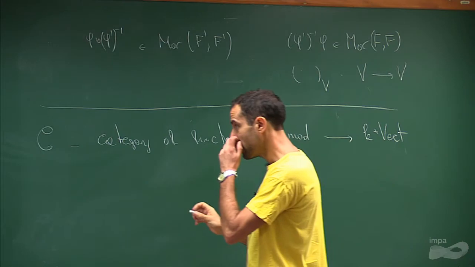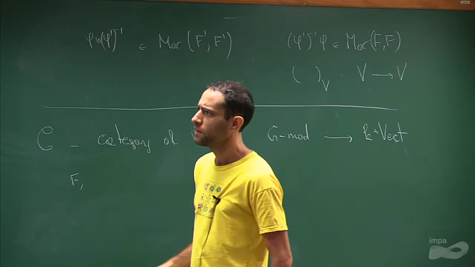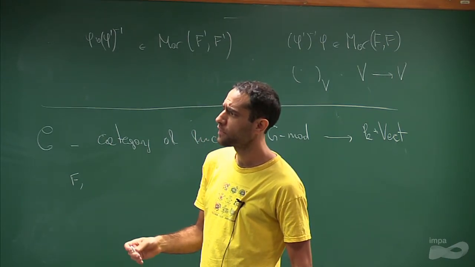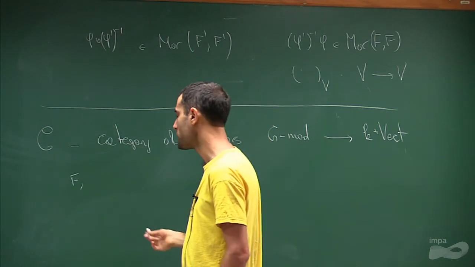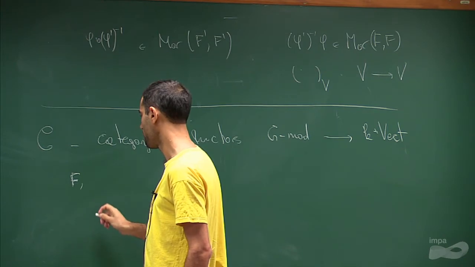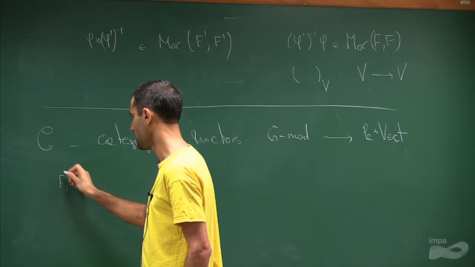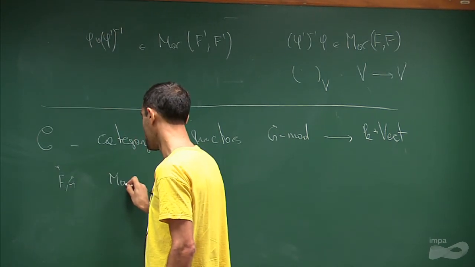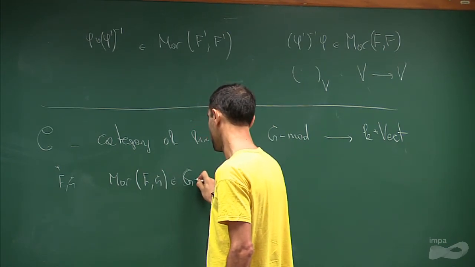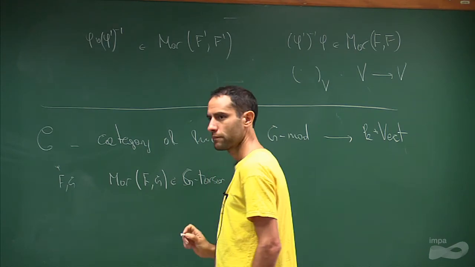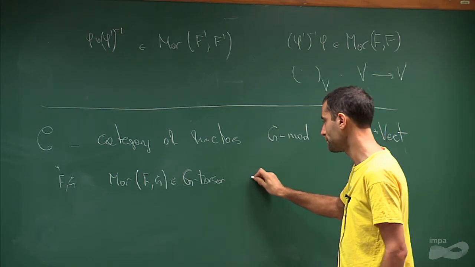The next thing we did is to check that given any two objects in this category, well, I did it only for the trivial morphisms, but the same proof that I did there works for any two objects. Given any two objects F and G in this category, then the set of morphisms is a G torsor. I did it for F being the forgetful functor, which is good enough. This we checked.